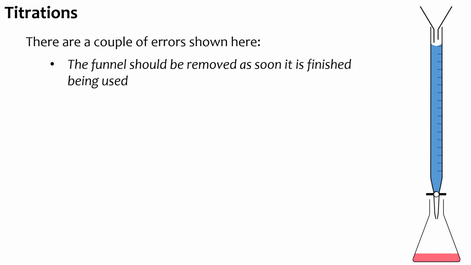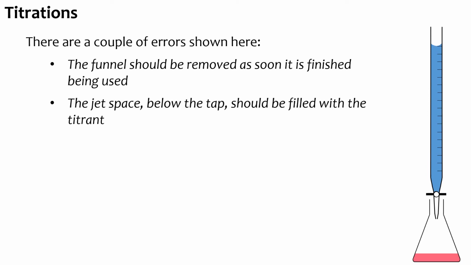And the first one is that the funnel should be removed as soon as it's finished being used. So as soon as you've poured the titrant into your burette, you should take that funnel out. If you leave the funnel in, residue can drip down from the funnel into the solution in the burette, and it will change the volume. And if you were in the middle of a titration, that would be a real issue.